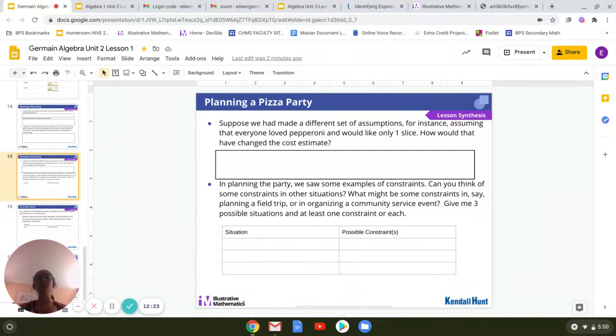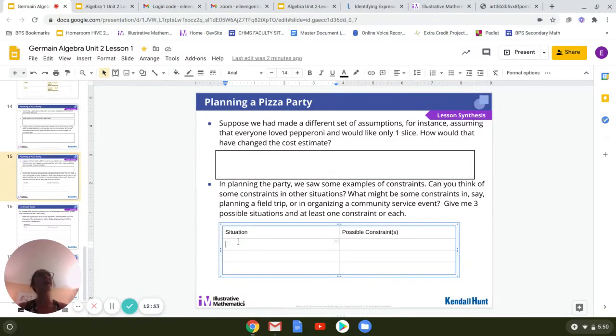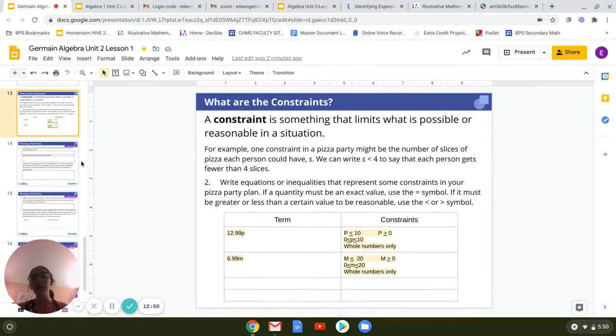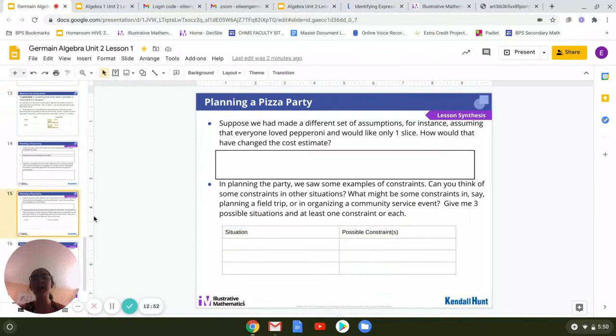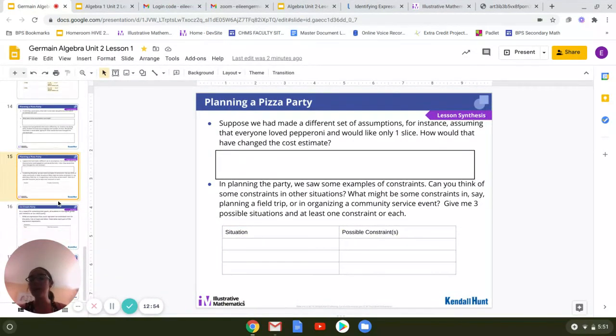Last piece is, I need you to come up with 3 situations that could have constraints. So for example, what might be some constraints in, say, planning a field trip or in organizing a community service event? Give me 3 possible situations, at least 1 constraint for each. So you're going to tell me a situation. I'm going to the store. I'm buying some apples and oranges. What are some constraints? Write them as inequalities like we did here. Okay, that's that. Pause yourself so you can work on that.